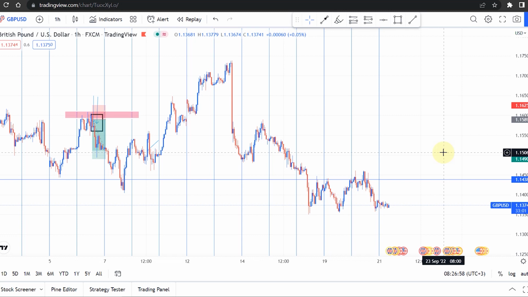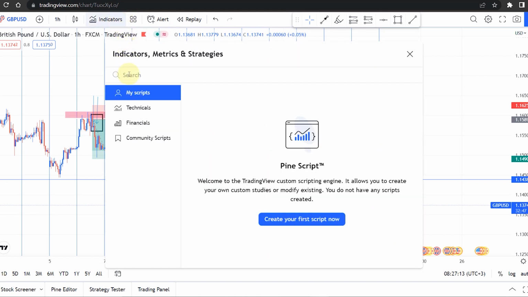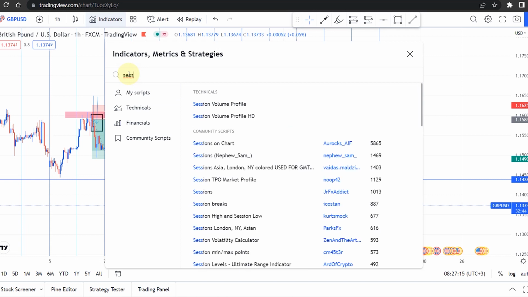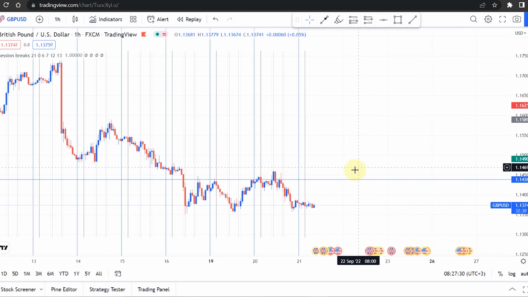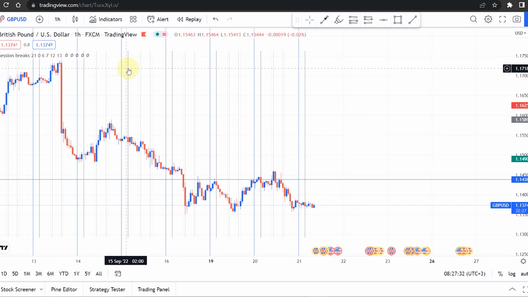Something else we need to emphasize is having a session indicator, basically an indicator that shows when the sessions open and close. You can do that by going to TradingView, clicking indicators, and typing in session. Then we have some indicators here: sessions on chart, session breaks. Let's try this out. It's an indicator that can show you when these trading sessions open and close.